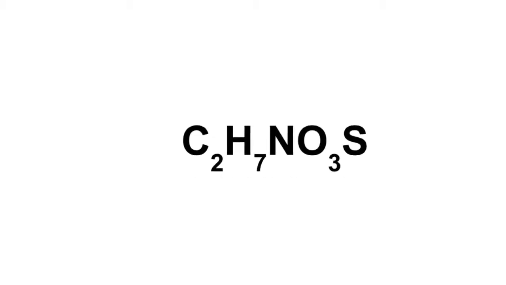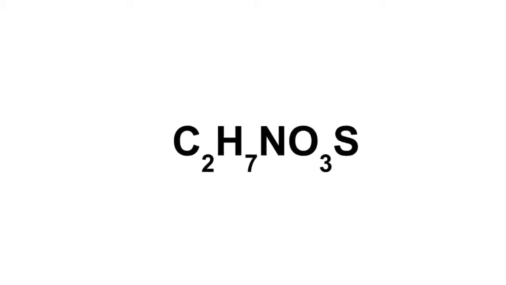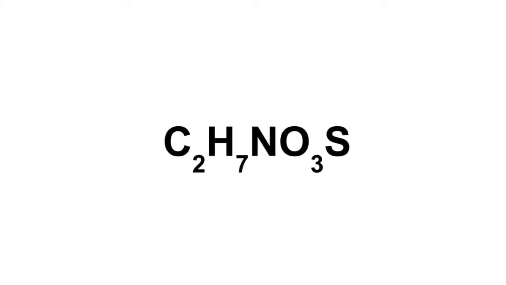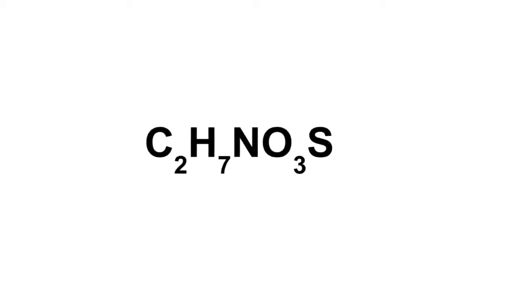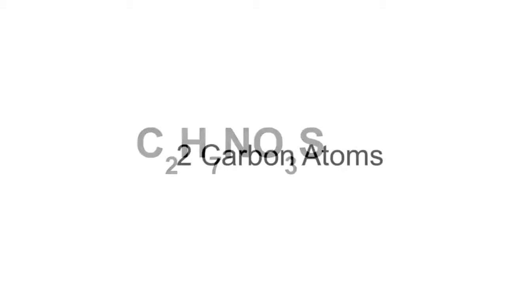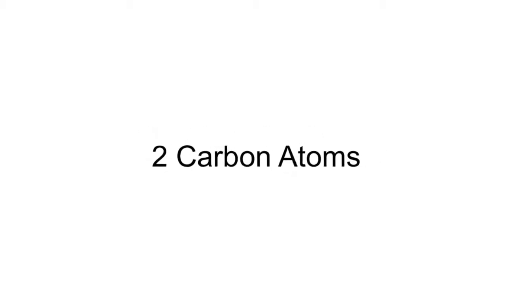Hola, hello! My Enrichment podcast is going to be on taurine, a sulfur-containing amino acid key to the metabolism of fats. Okay, so first I'm going to talk about its molecular formula, which is C2H7NO3S. Taurine has 2 carbon atoms.